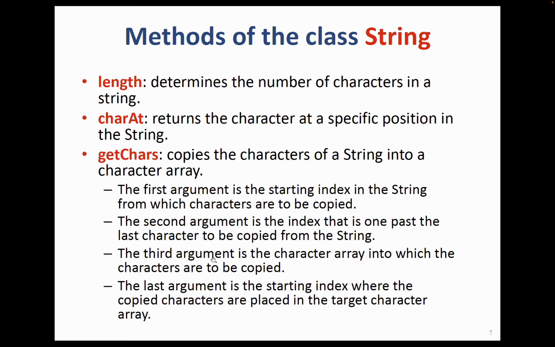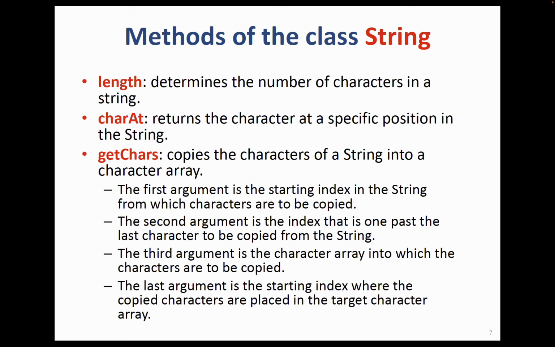What is the third argument? The character array that I want to copy that information to. And then the last argument is the starting index, where to place it in that array. So I have a string, I have a character array. I define which portion of that string should be copied, which array it should go to, and the last one is where I should start the copying. Like maybe it is an array of 100 characters, but I just need to copy 5 of them. Then should I put it in the beginning or at the end?